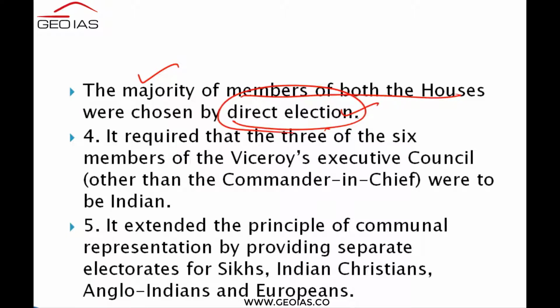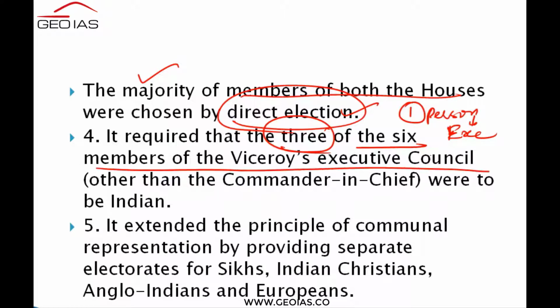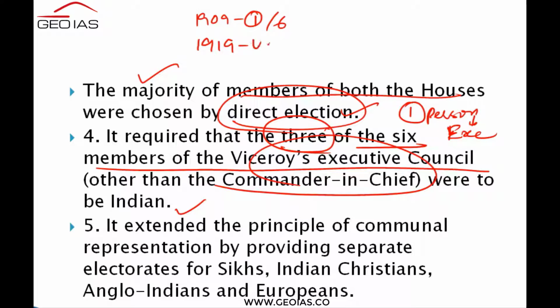Earlier, only one person had entered the Viceroy's Executive Council. Now it required that 3 out of 6 members of the Viceroy's Executive Council, except the Commander-in-Chief, should be Indians. So earlier, in 1909, only one person was there out of 6. But in 1919, in the Viceroy's Executive Council, 3 members should be there except the Commander-in-Chief.